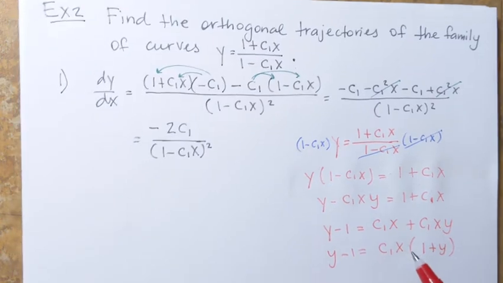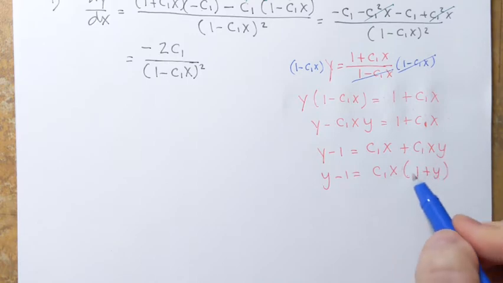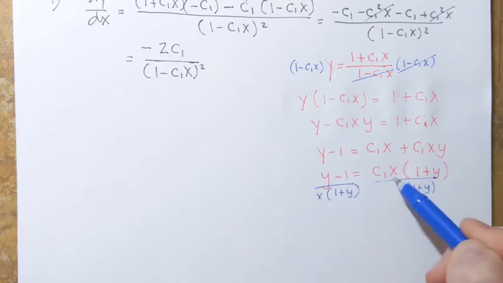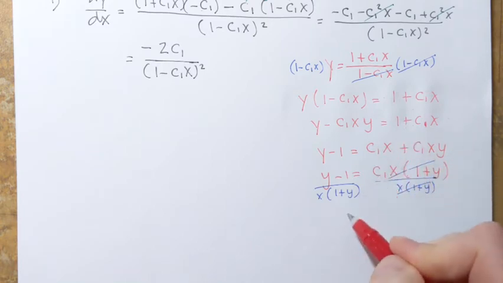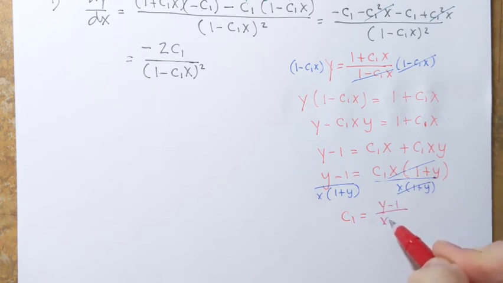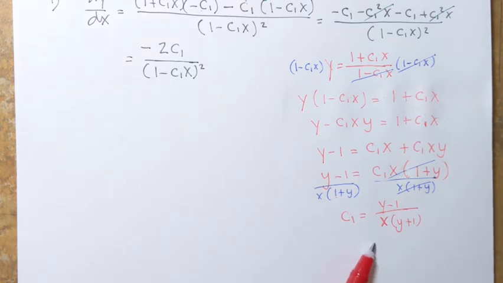What's left to do is just to divide. I'm going to divide by x times (1 plus y) on the right, and by that same thing on the left. That's gone, and here it is. I'll swap sides: c1 equals (y minus 1) over x times (1 plus y). I'll write y plus 1 just to be consistent with the numerator. Okay, perfect. And that is something that we'll need to plug into our derivative.